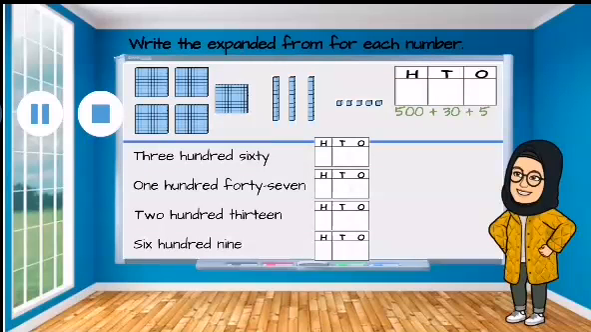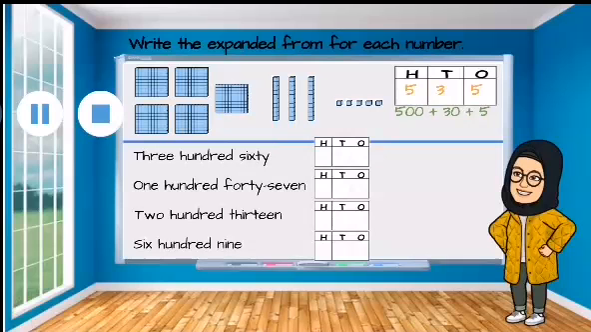Now we have to write the expanded form for each number. I did the first example. You should continue the rest. So, first of all, we are going to use the place value chart. How many ones do we have in the picture? We have 1, 2, 3, 4, 5 ones. How many tens do we have? We have 1, 2, 3 tens. How many hundreds do we have? 1, 2, 3, 4, 5 hundreds. So the number is 535. The expanded form of this number is 500 plus 30 plus 5.